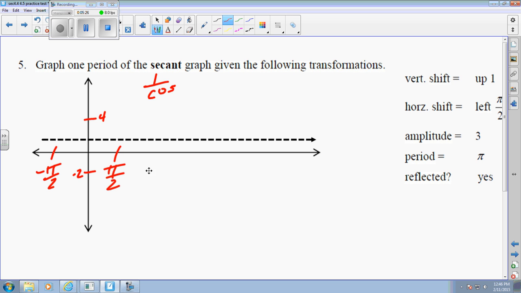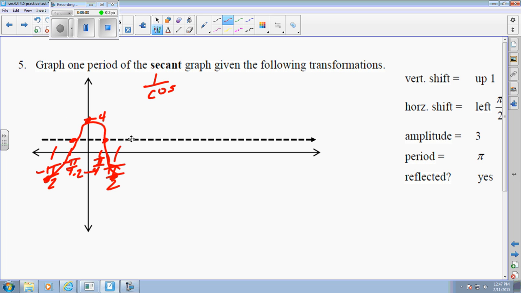So now let's see if I can graph my cosine, which we're going to use to get the secant. We are reflected, so my bottom point down here and my bottom point down here, my top point up here, and we're going through at -pi/4 and +pi/4. So we're going through there and we're going through there. So my cosine graph is going to look like that.